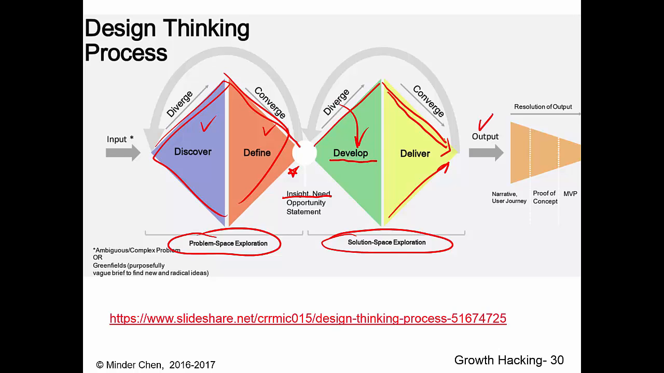So the output depends on which stage you're in. Could be just a narrative of the user's journey in describing the problem. And then it could be just a very high level proof of concept or specification, but eventually you need to develop a so-called minimum viable product as a solution.